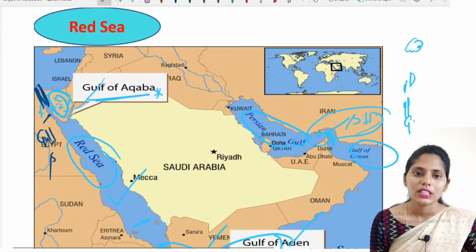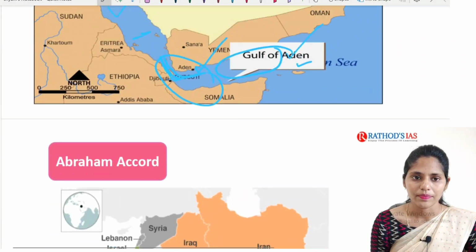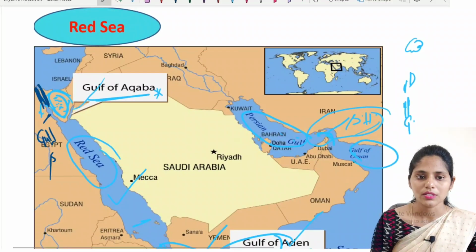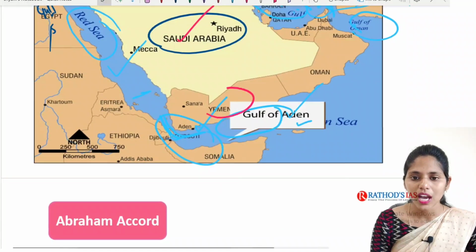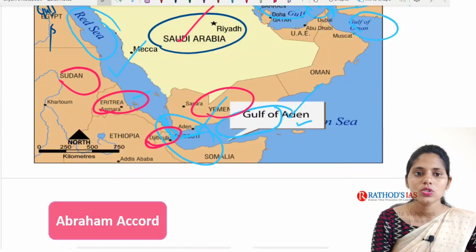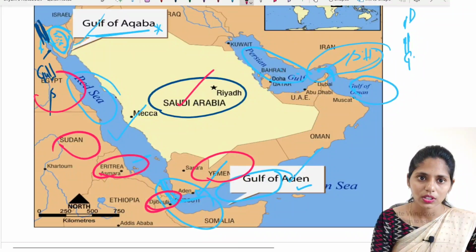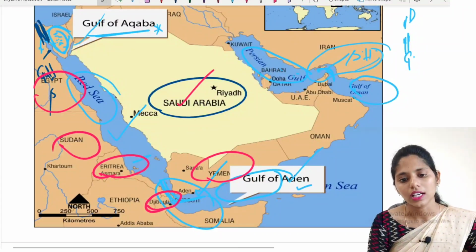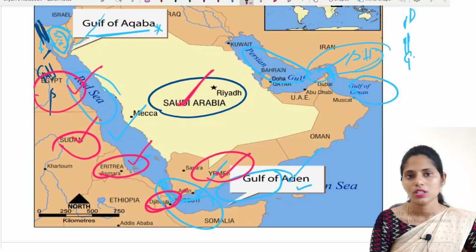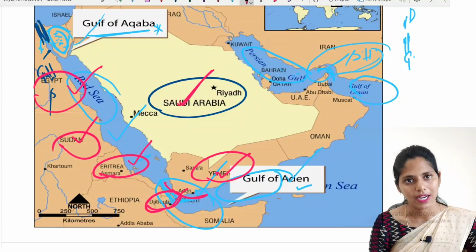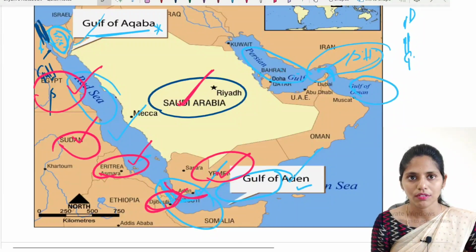And now let us see the countries which share a boundary with the Red Sea. Here we have Saudi Arabia, and also here we have Yemen, right? And here we have Djibouti, Eritrea, Sudan and Egypt. There are 6 countries that share a boundary with the Red Sea. They include Saudi Arabia, Yemen, Djibouti, Eritrea, Sudan and Egypt. So this is also very important. And here we have Bab el Mandab. It joins the Red Sea with the Gulf of Aden.